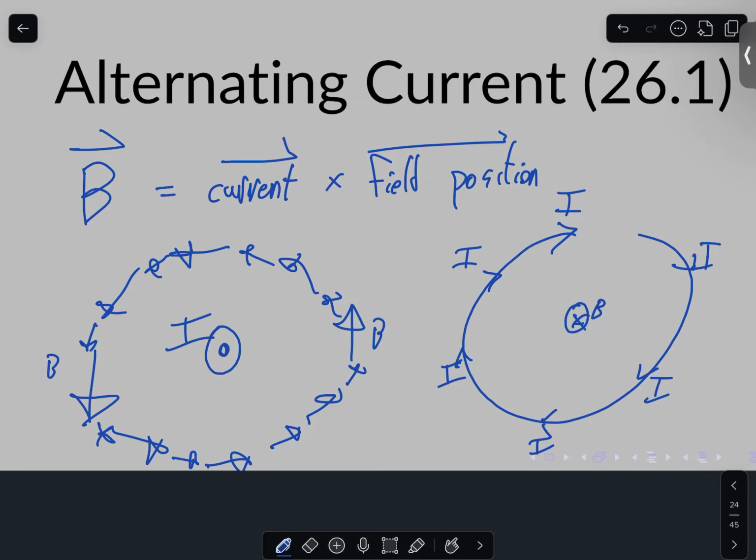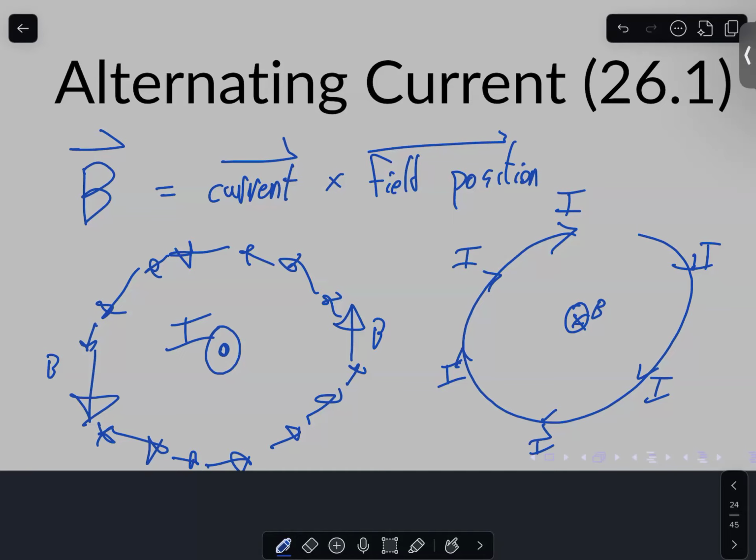Now there are equations to find the magnitude of the field because of a current here, there, and everywhere. But I want to keep this as straightforward as possible. I'm just going to tell you that if you increase the current in a piece of wire, the field gets stronger. If you decrease the current in a piece of wire, the field gets weaker. If you get closer to a straight wire, the field gets stronger. If you go further from a straight wire, the field gets weaker.